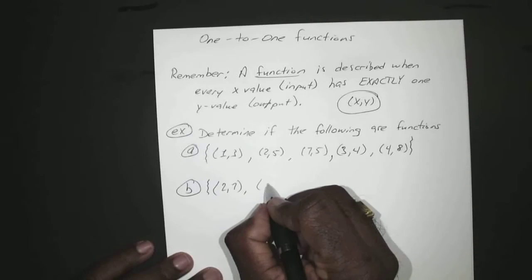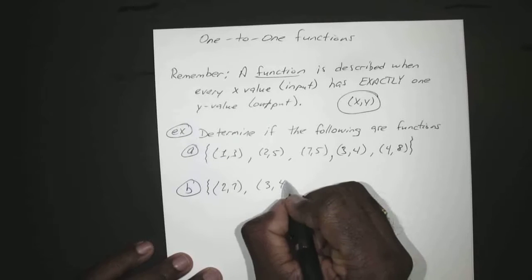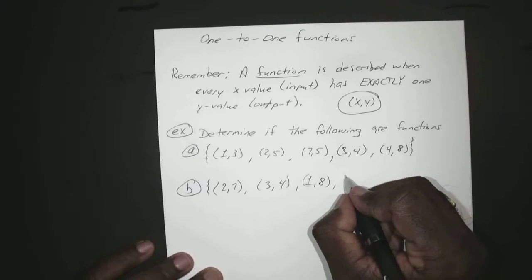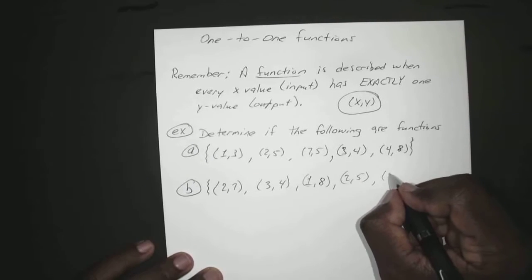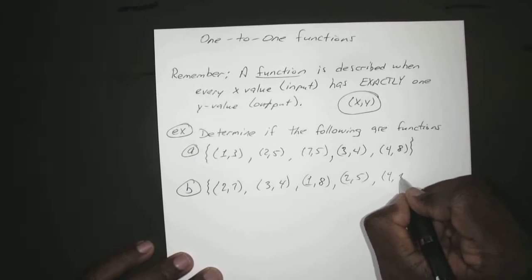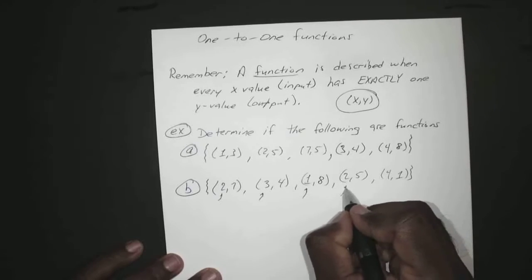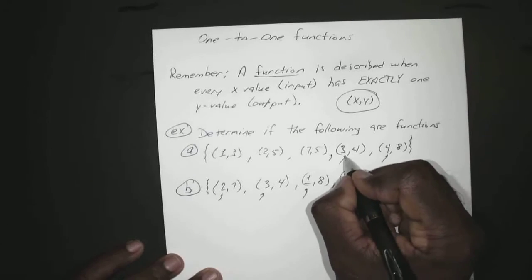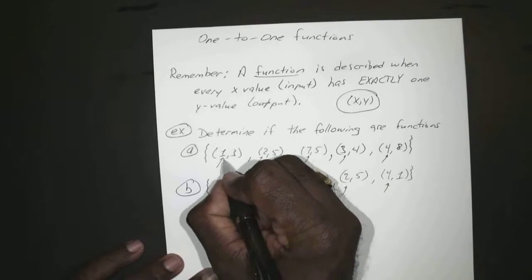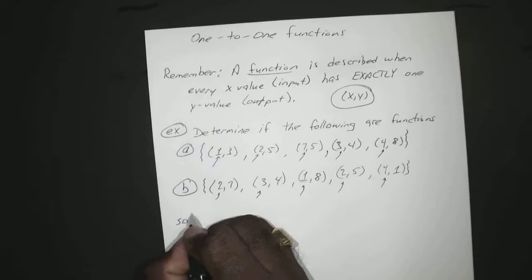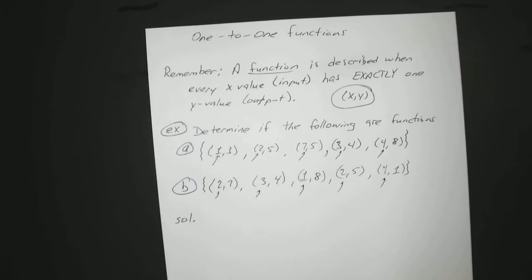And let's say for problem B, you have (2, 7), let's say (3, 4), (1, 8), let's say (2, 5), and (4, 1). Okay, so these are all your x values. So for this to be a function, every x value has to have exactly one y value. Okay, so is A a function or no?